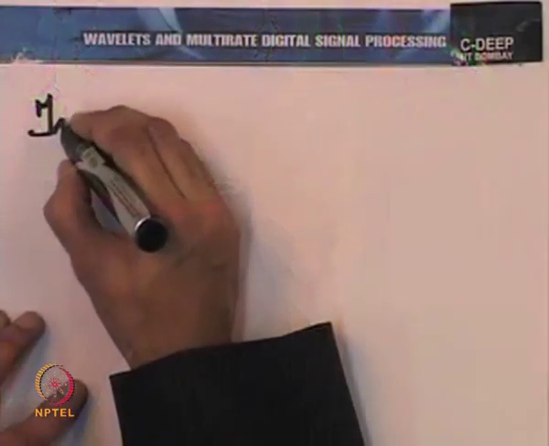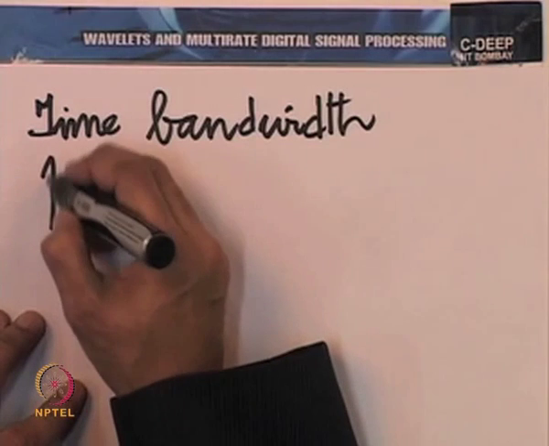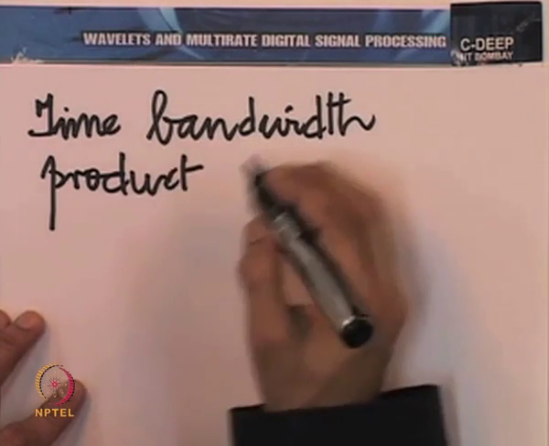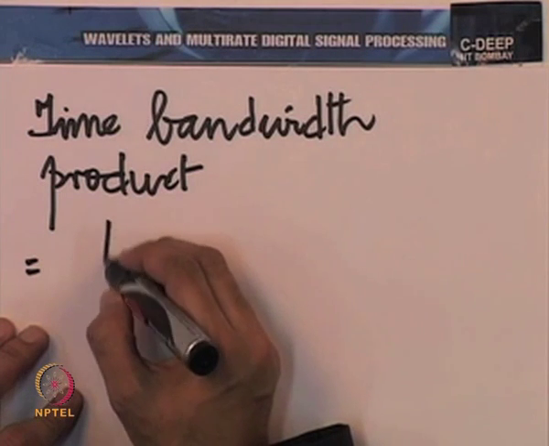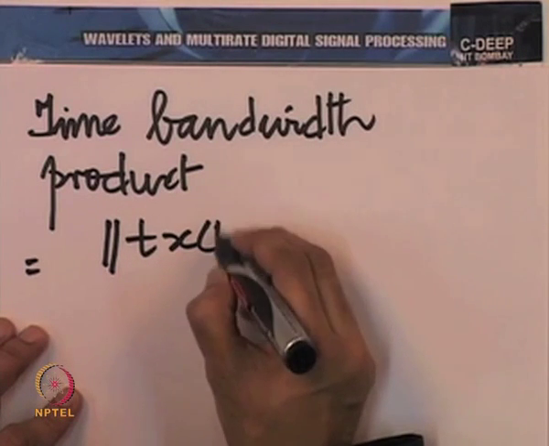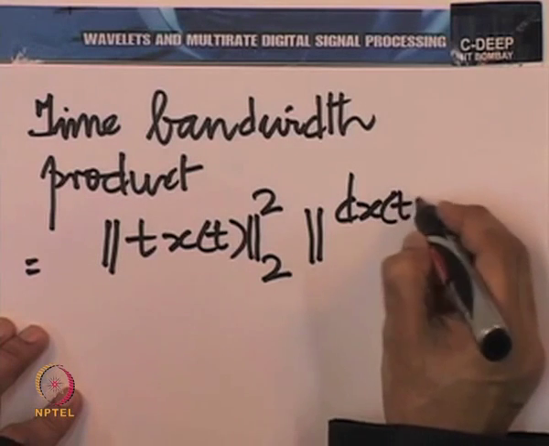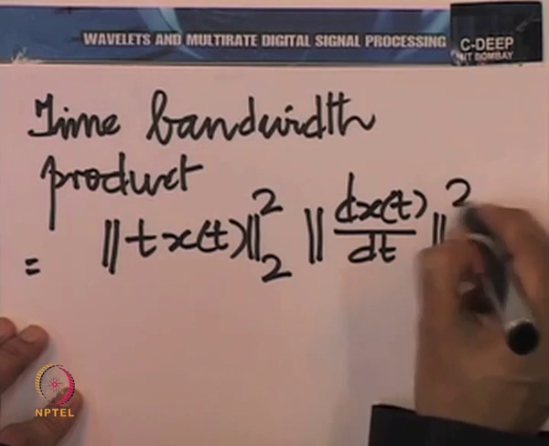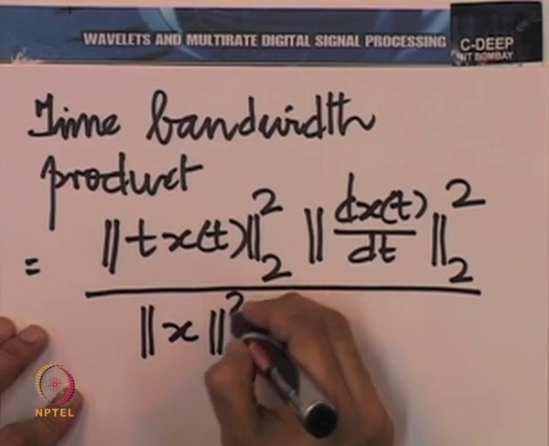We had looked at an expression for the time bandwidth product based on entirely time domain quantities, and let us put that expression down clearly once again. We had shown that the time bandwidth product, without loss of generality, can be written ultimately as follows. It is the L2 norm of t x(t) the whole squared, times the L2 norm of the derivative, again the whole squared, divided by the L2 norm of x squared multiplied by the same.